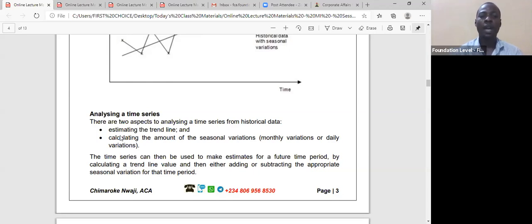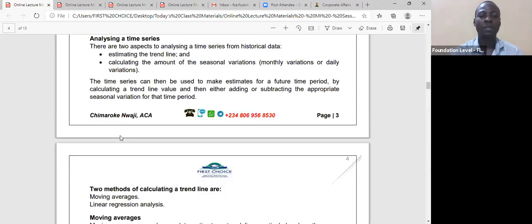The second one is to calculate the amount of seasonal variations, either monthly variations or daily variations. These are the things I've been saying. You have to get your trend line first, then you apply seasonal variation. Today we'll be looking at how you can apply your trend line. We'll be practicing so that when we use it for seasonal variations, it will all become easy for us. The time series can be used to make estimates for a future time period by calculating a trend line. Then we will add or subtract the appropriate variations for that time, the seasonal variation. So we may be adding or subtracting, using the additive model, or you may be multiplying or dividing, using the multiplicative model.